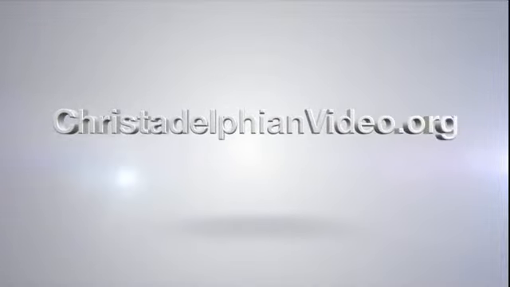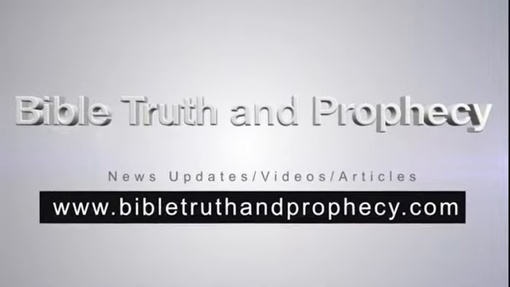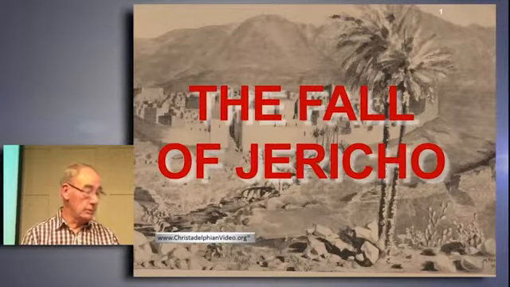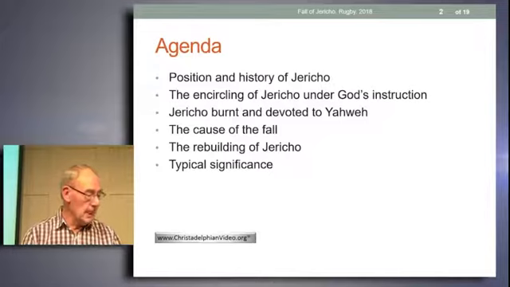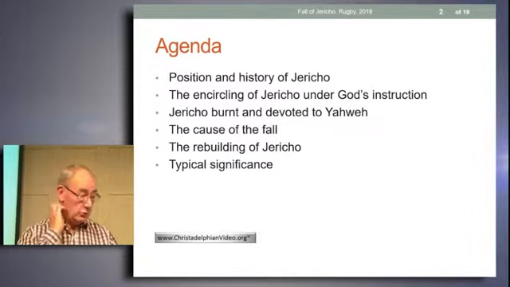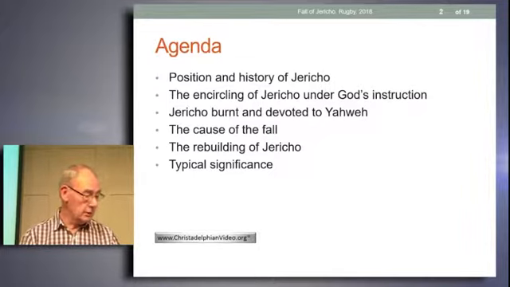Agenda we want to cover. First of all, we're going to talk somewhat about the position and the history of Jericho, where it stood in the history and physically where it stood. And then we'll talk about the way it was destroyed, the way it was encircled, in the way we've just read there in that 6th chapter of Joshua.